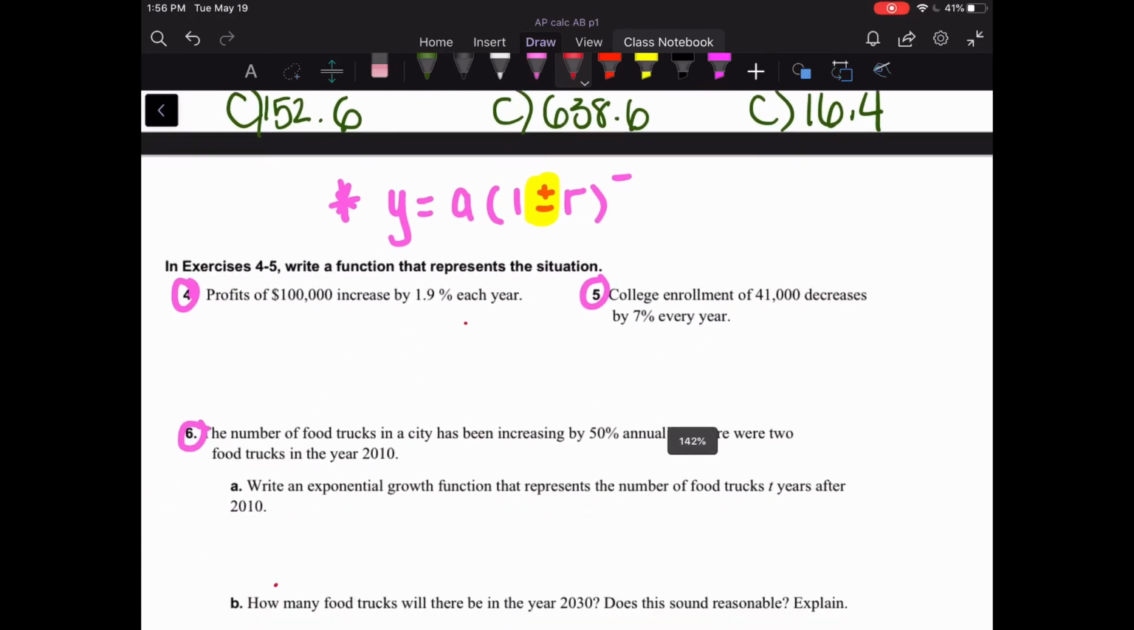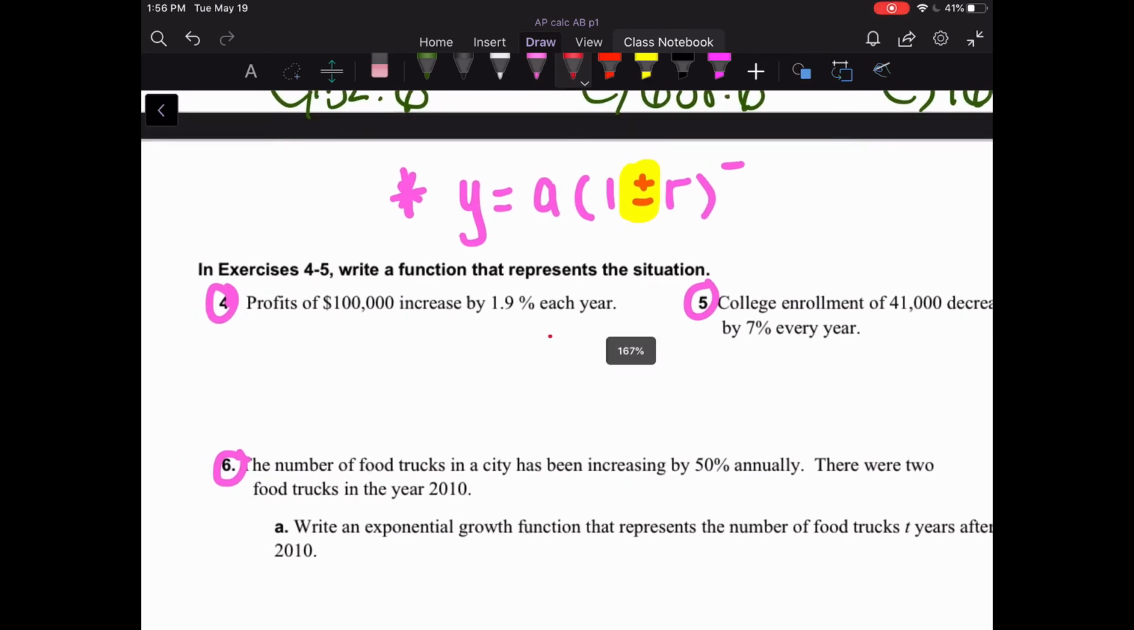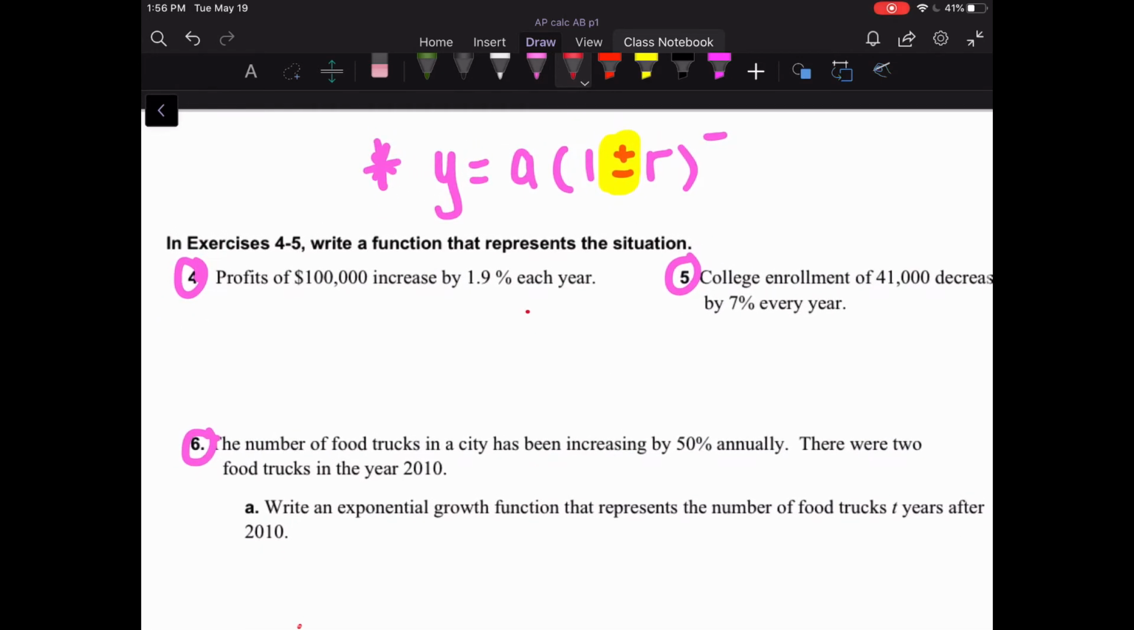Okay. Now we're going to take this a little step further and look at a couple applications. We're going to look at basic applications and get into it a little more. So the first two problems just say, what is the function that represents this situation? We're not solving anything. We're just writing an equation for it. So let's label our parts. We know that this is the equation right here.